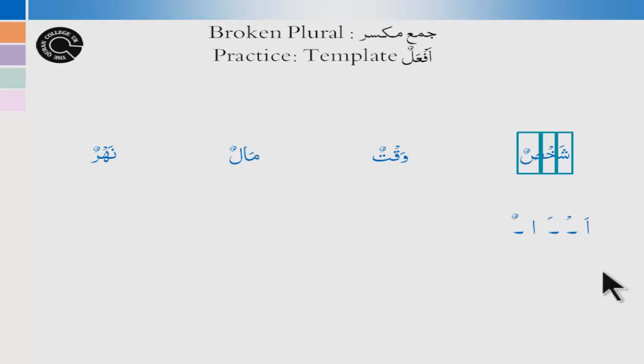So that would make it, out of this template, a broken plural of shakhsun as ashkhasun. And that when you join it together, that will make it ashkhasun. And similarly, you can make broken plural of waqtun as, break it down into 3, and then you can see that you bring that template, empty template, and put those root letters into the place of the standard root letters, and you will get awqatun, and that is awqatun.